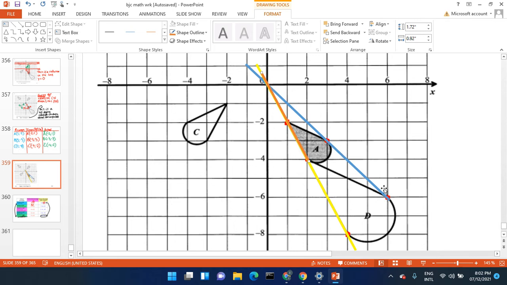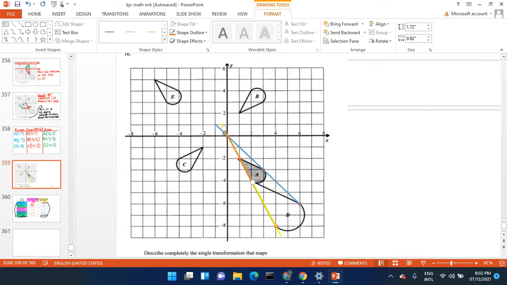This connects with this. We can clearly see that. That point and that point, and surely this point and that point. Yes, that's true. Good. Okay. I have a question. Go ahead.